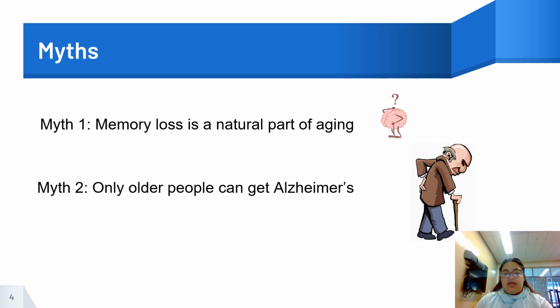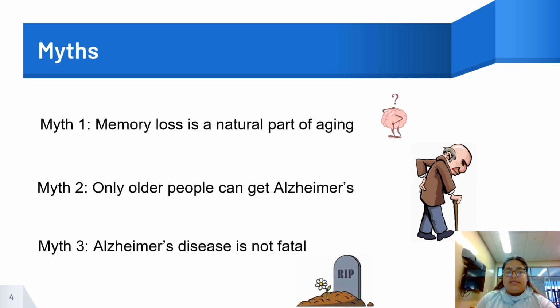The second myth is that only older people can get Alzheimer's. Alzheimer's can strike people in their 30s, 40s, and even 50s. This is called younger onset Alzheimer's, also referred to as early onset. There are currently 200,000 diagnosed patients younger than the age of 65 with younger onset Alzheimer's disease.